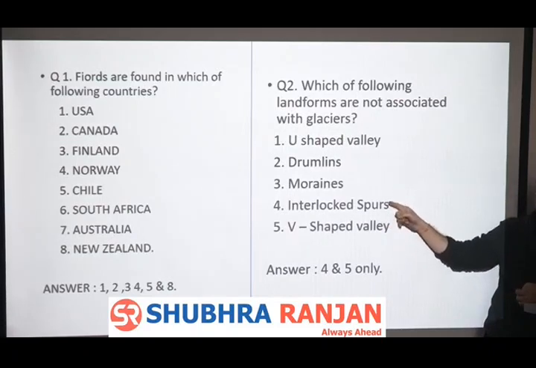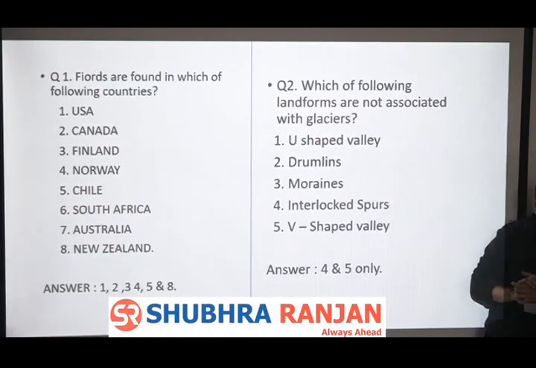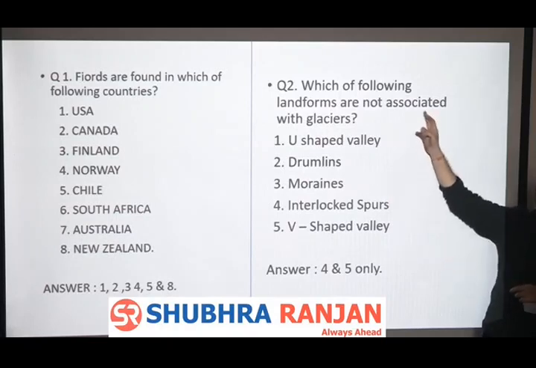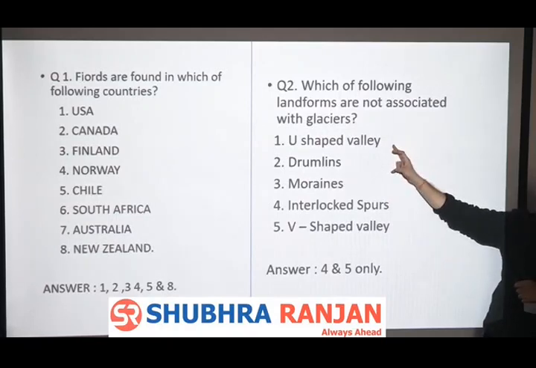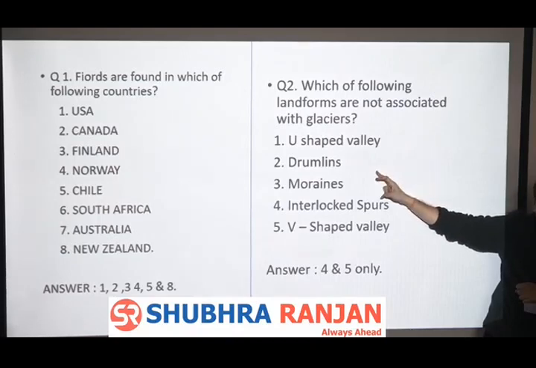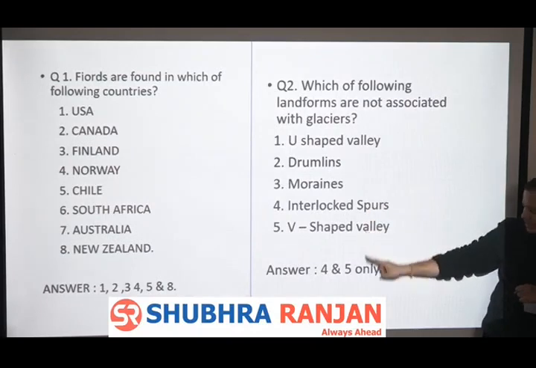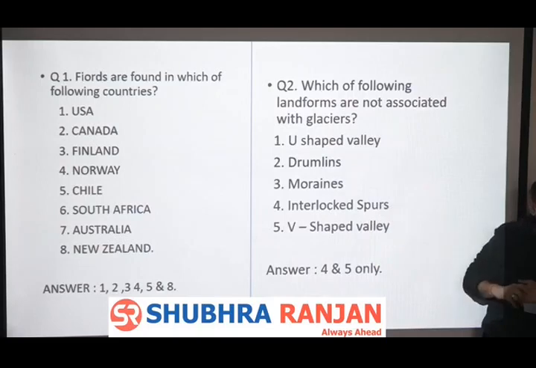Four and 5. Getting it? Which of the following are not associated with the glaciers? So U-shaped valleys? Yes. Drumlins? Yes. Moraines? Yes. Interlocked spurs? No. Rivers के साथ. V-shaped valleys? Rivers के साथ. So the answer is 4 and 5.